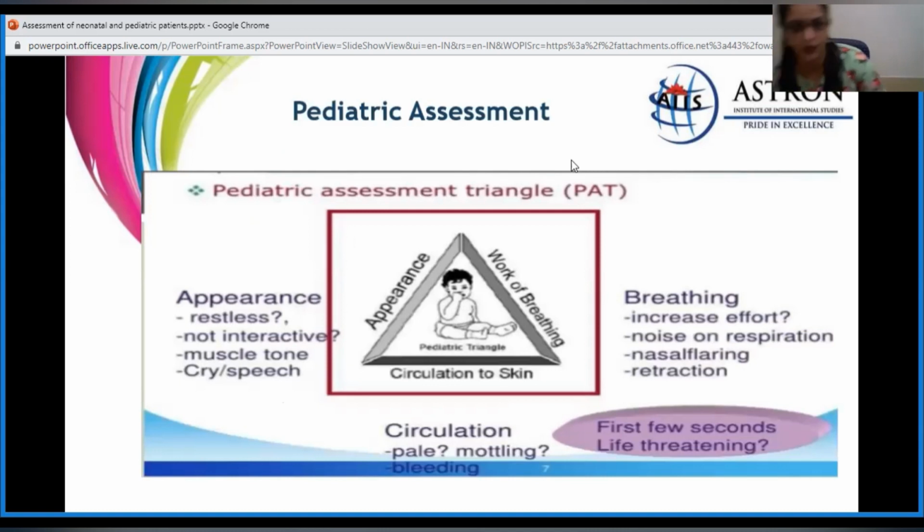But when you are assessing the pediatric client, ABC has to be kept in your mind. A for appearance, B for breathing, and C for circulation.